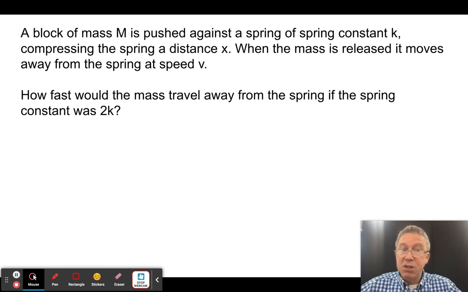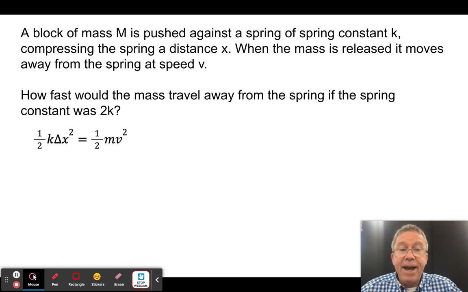Now, your instinct might be, well, this is going to be double, but let's be careful with this, okay? Try the same thing again. What we did here is, instead of doubling the compression, we doubled the value of the spring constant. Let's see what happens here. We're going to skip that initial part. We know that the spring potential energy is all it has to start with, and at the end, all it will have is kinetic energy. Let's just cut to the chase here. This is going to equal this in a situation like this.